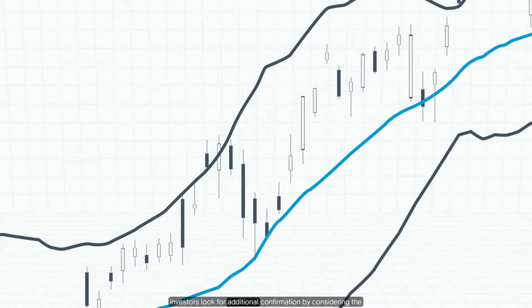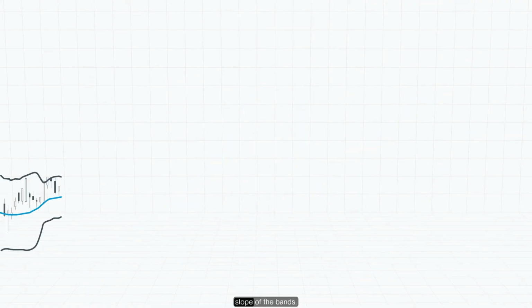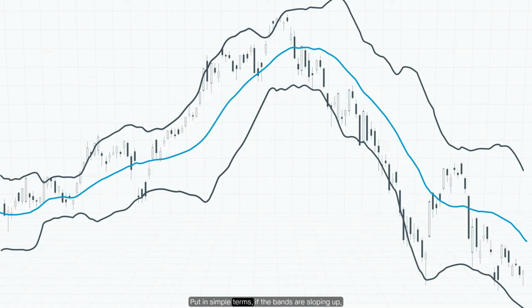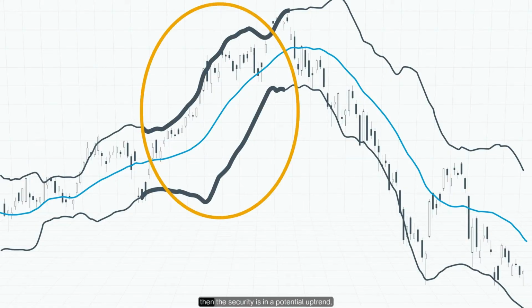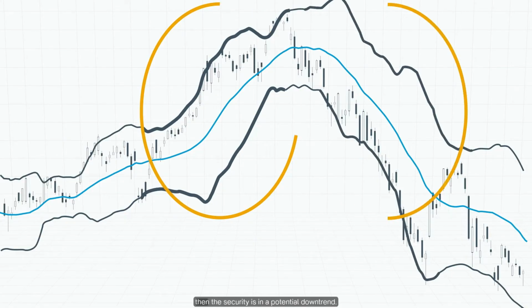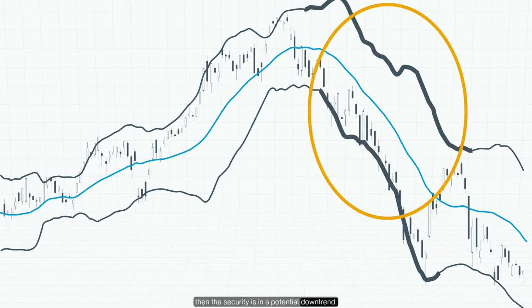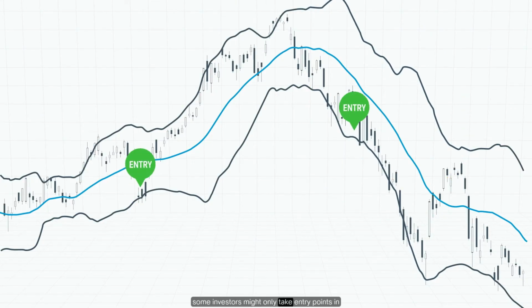Some investors look for additional confirmation by considering the slope of the bands. Put in simple terms, if the bands are sloping up, then the security is in a potential uptrend. Conversely, if the bands are sloping down, then the security is in a potential downtrend. So, by referring to the slope, some investors might only take entry points in uptrends and ignore entry points in downtrends. Timing entry and exit points in these ways is one of the main benefits of applying Bollinger Bands.